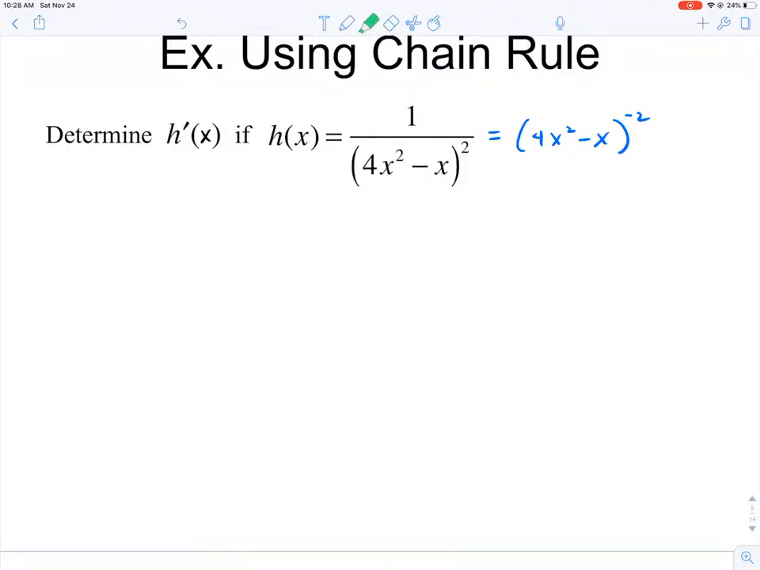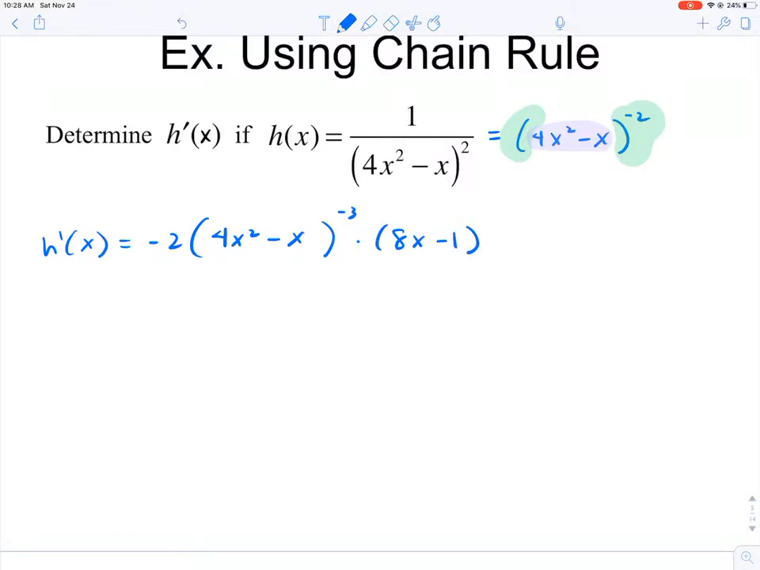Okay, so now the outside function, you could think of it as being x to the negative second power. The inside function is 4x squared minus x. So h prime is the derivative of the outside, bring the negative 2 out front, subtract 1 from the exponent, leave the inside alone, and then multiply by the derivative of the inside, which would be 8x minus 1. And then let's rewrite this without the negative exponent. So the 4x squared minus x to the third power will move to the denominator. The negative 2 is still in the numerator, times 8x minus 1.